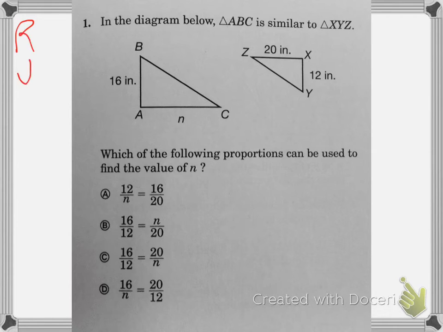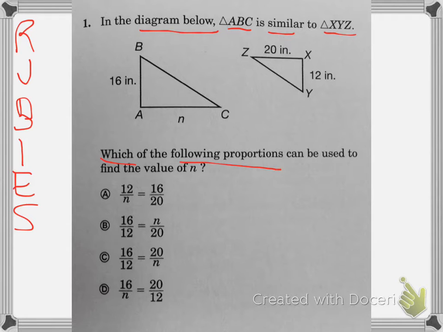So we have rubies, of course, which means that we're going to have to read this a second time. When I read the second time, I'm going to underline important words and box numbers. So in the diagram below, triangle ABC is similar to triangle XYZ. Which of the following proportions can be used to find the value of n?